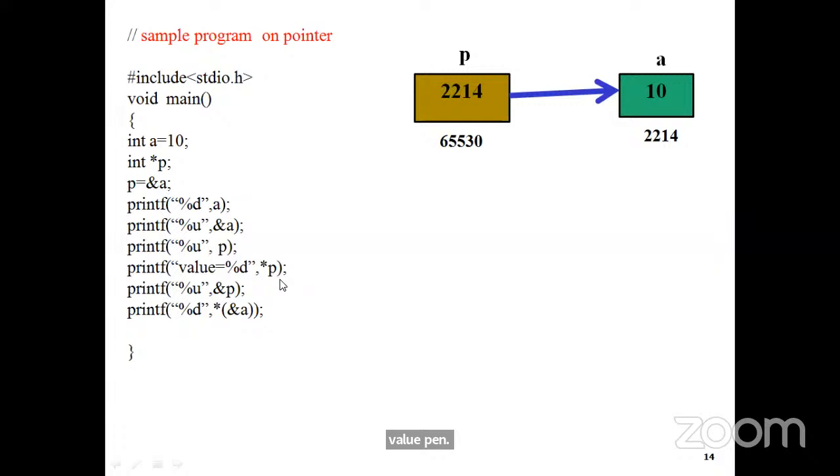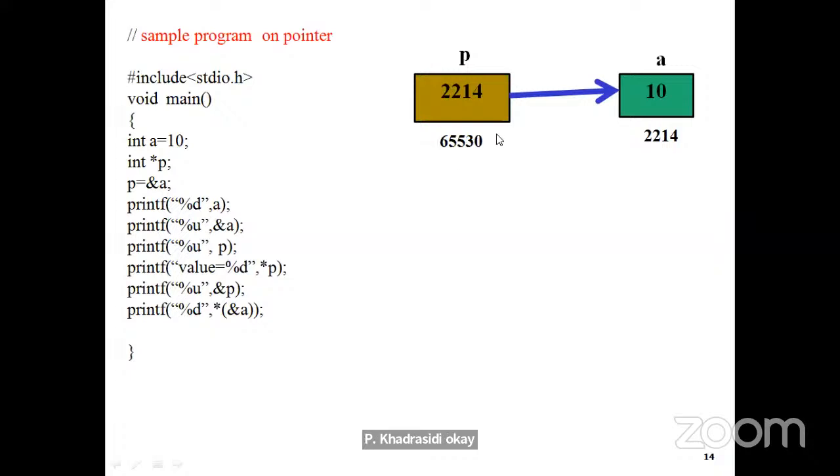And next, printf, this statement. Percentile U and ampersand of P, which means address of P. What is the output here? Percentile U and address of P. What is the address of P? 65530. This is the address of P.